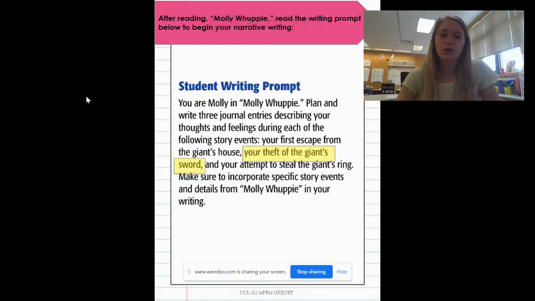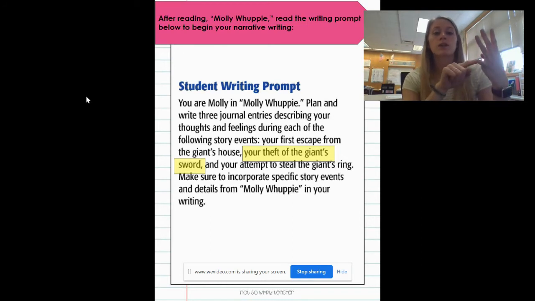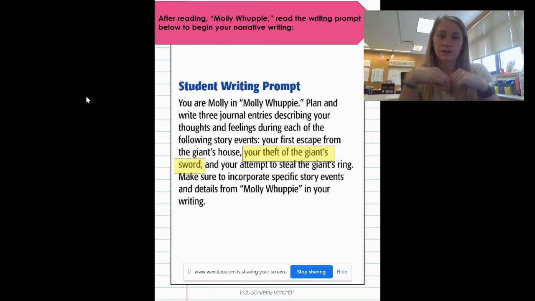Okay, students, so we should have completed journal entry number 1. Journal entry number 1 was about the first escape from the giant's house. As we went through the steps, we went through each component of journal entry writing. We made sure it was in first person. We also made sure we included the characters' thoughts and feelings. We also included the characters' dialogue. That's when they speak out loud to another person in the story. And then we went through and made sure we had all the story events of that first scene.